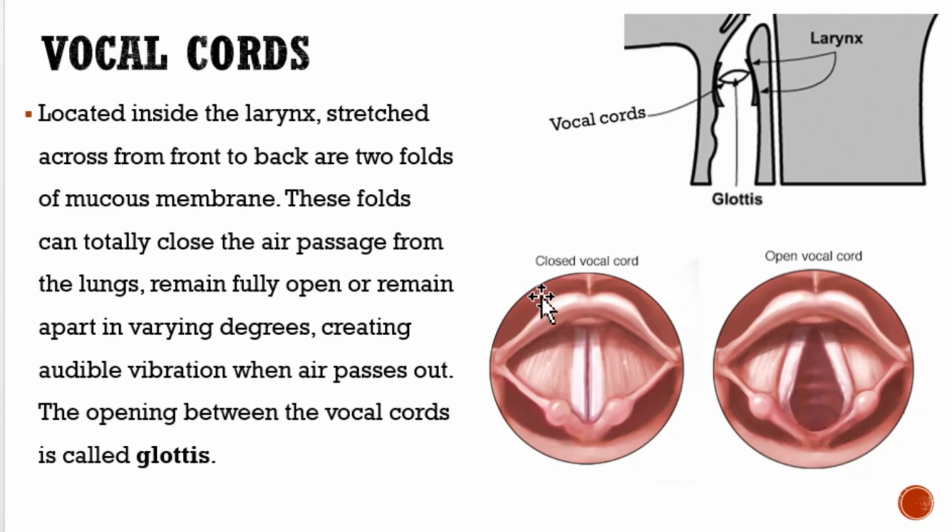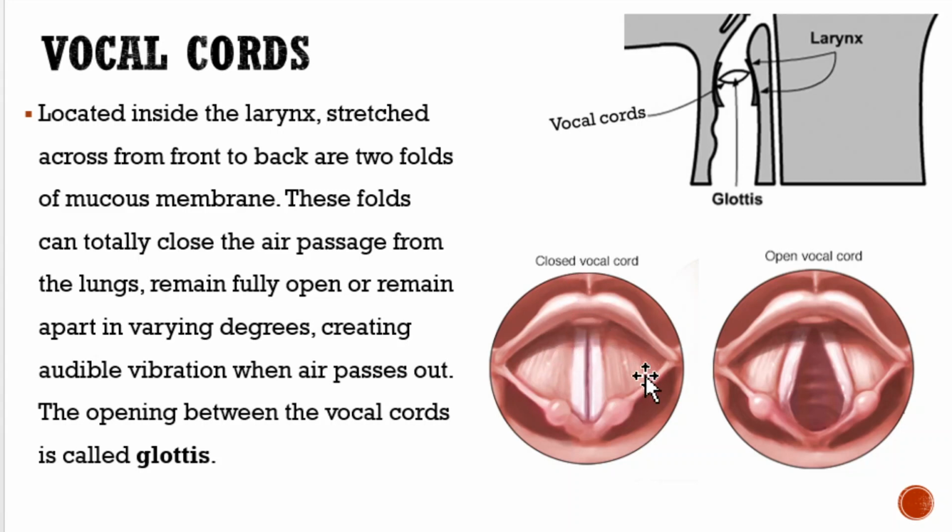Within the larynx are located the vocal cords. Located inside the larynx, stretched across from front to back, are two folds of mucous membrane called vocal cords. These folds can totally close the air passage from the lungs. Like here, this membrane has totally closed this cavity. It prevents air from coming out of the lungs.